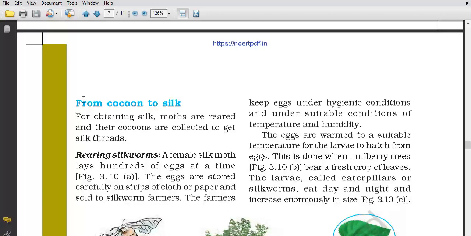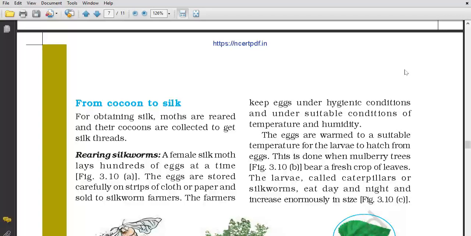Okay, activities are done. Now we will learn from cocoon to silk. For obtaining silk, moths are reared and their cocoons are collected to get silk threads. Means if we want to obtain silk, then moths are reared and their cocoons are collected to get silk threads. Okay, how is the silk thread obtained?